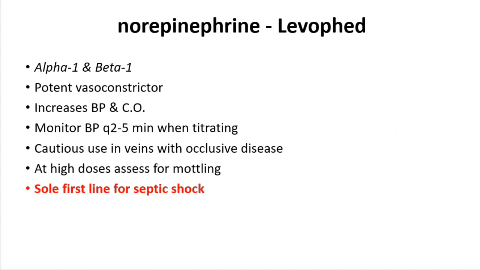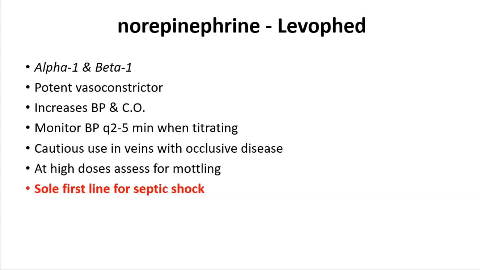All right, so the next medication we're going to discuss is norepinephrine. So norepinephrine does work on alpha 1 and beta 1. It is a very potent vasoconstrictor. So that means that it will cause contraction of the smooth muscles, and it can increase the blood pressure and cardiac output as a result of that. So remember, it's a vasopressor. Norepinephrine is the precursor to epinephrine or adrenaline in the body. Commercially, we know it as Levophed.